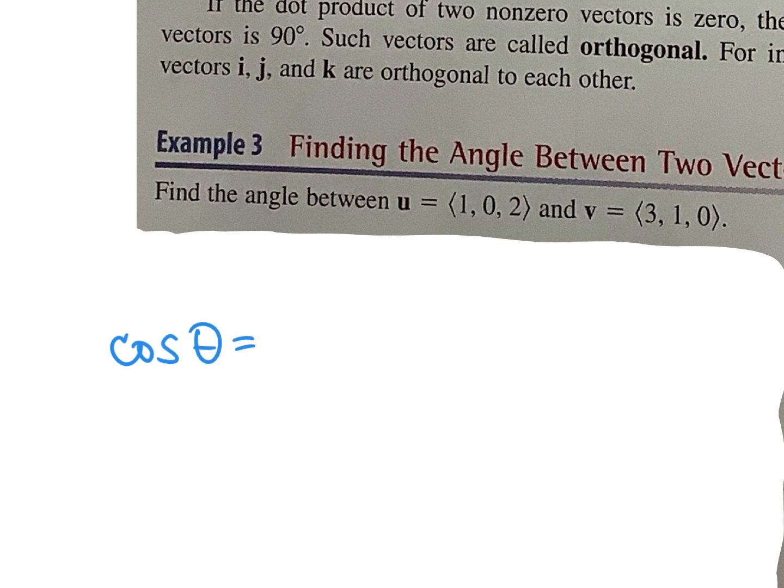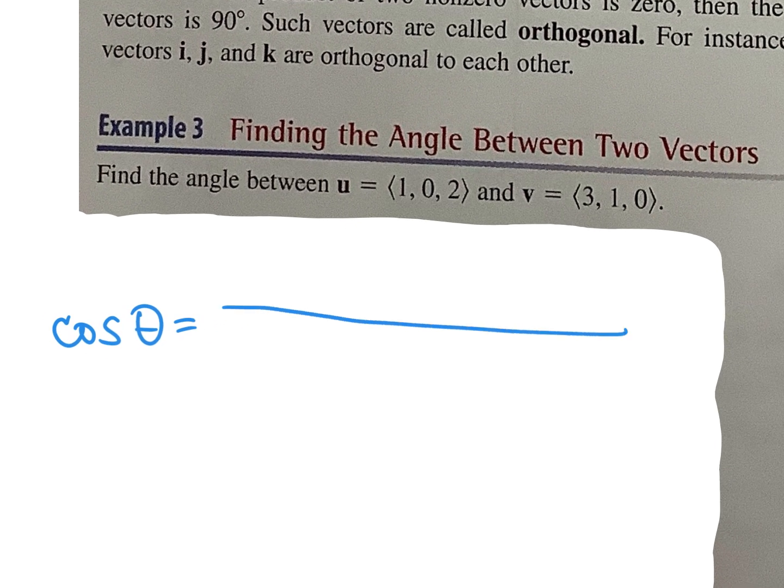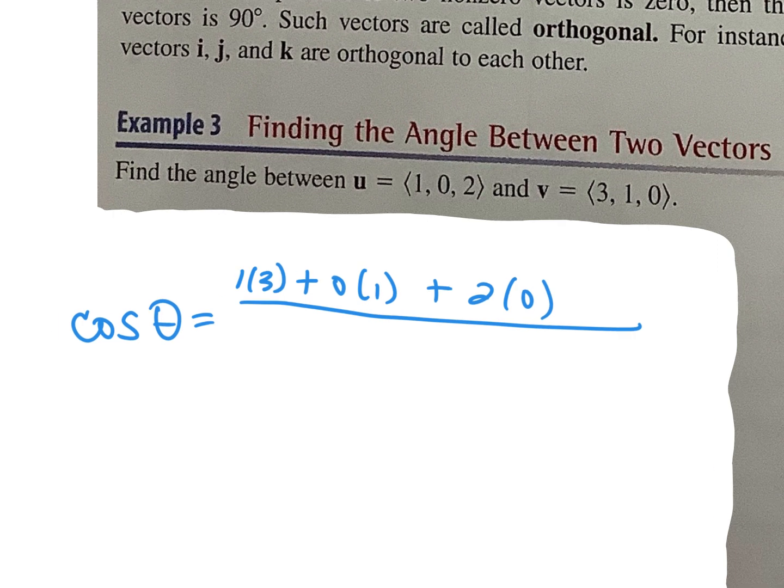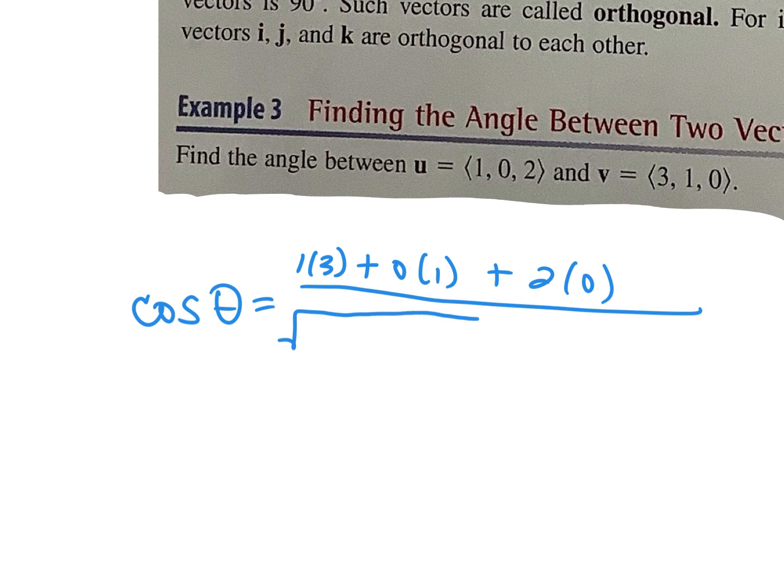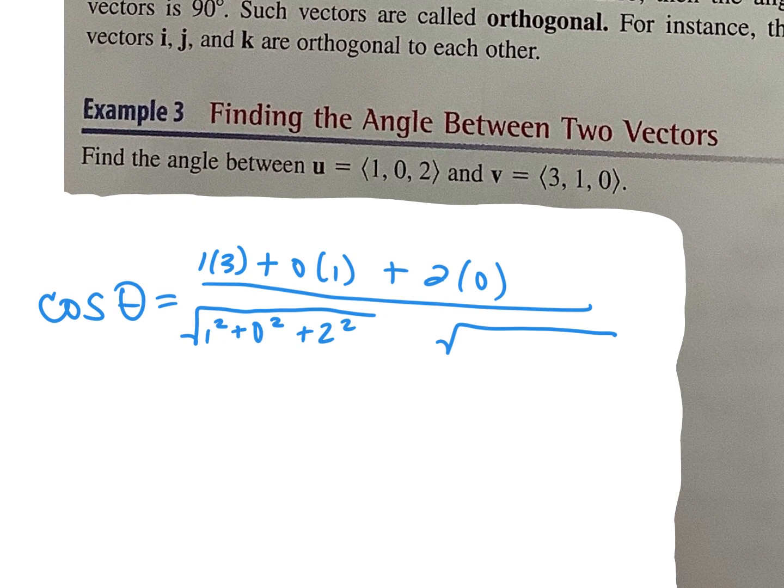So it's cosine theta. Find the dot product first. I'm going to write it all out. So it's 1 times 3 plus 0 times 1 plus 2 times 0. You guys agree with that? Okay, so then we're going to find the magnitudes of each and multiply them. So it's 1 squared plus 0 squared plus 2 squared. And then for vector v, it's 3 squared plus 1 squared plus 0 squared. And you're going to multiply those two together. That's it. You just have the dot product on the top and the magnitudes on the bottom.